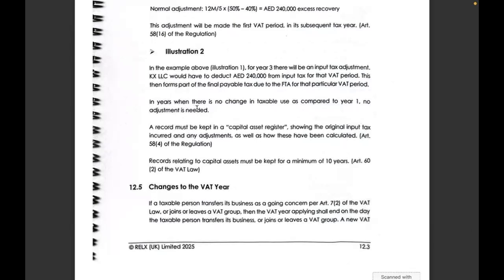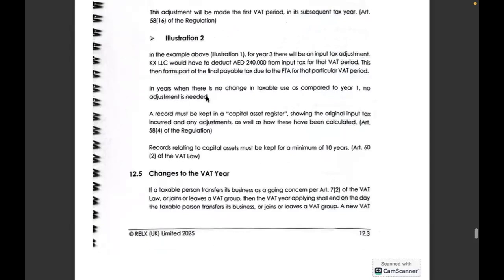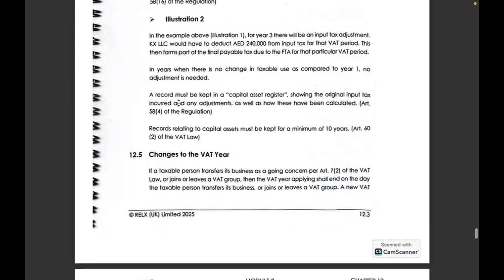In the years when there is no change in taxable use as compared to year 1, no adjustment is needed. That will save a lot of time even on the exam side. If in year 1 the taxable usage was 50% and in year 2 also 50%, no adjustment. It is a memory hook for you to remember.